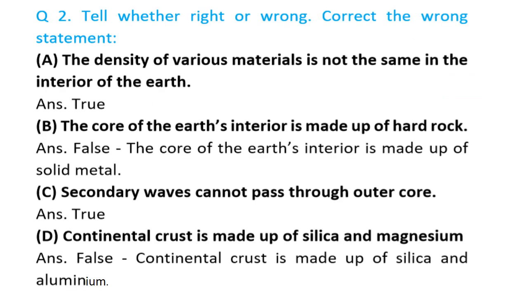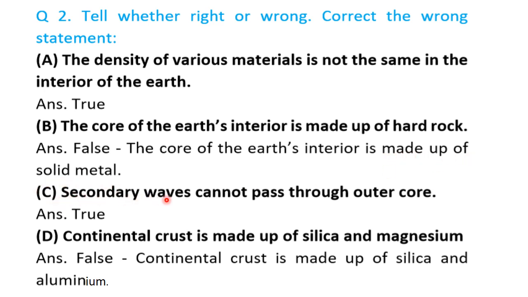Question number 2. Tell whether right or wrong. Correct the wrong statement. A. The density of various minerals is not the same in the interior of the earth. Answer: true. B. The core of the earth's interior is made up of hard rock. Answer: false. The core of the earth's interior is made up of solid metal.